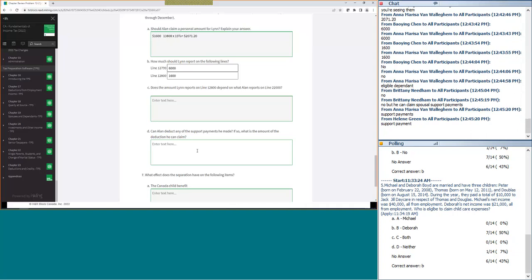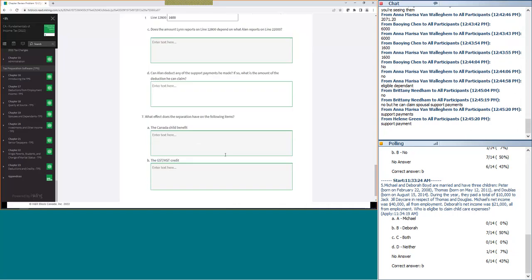Okay, so the year of separation, things get a little bit fuzzier and we have to make decisions. Don't rule things out too early. So look at all the possibilities and then you have to look at real life and go, who is going to do what and what is better for my client today?